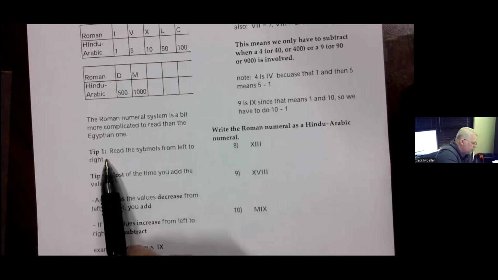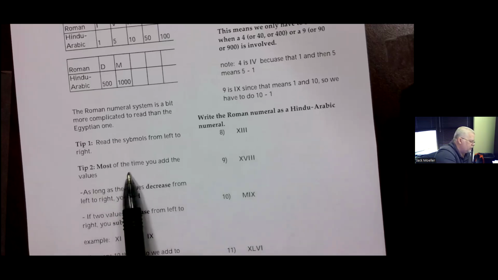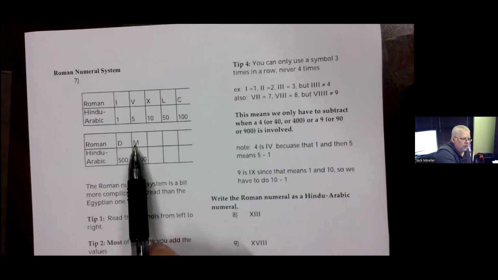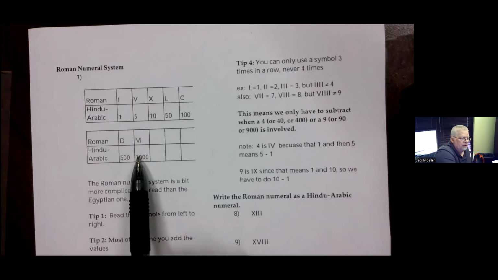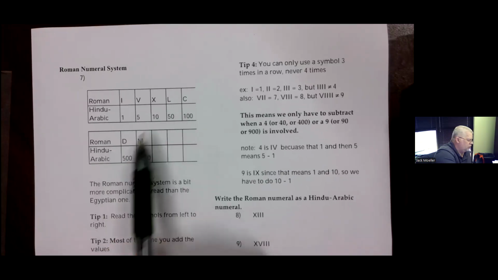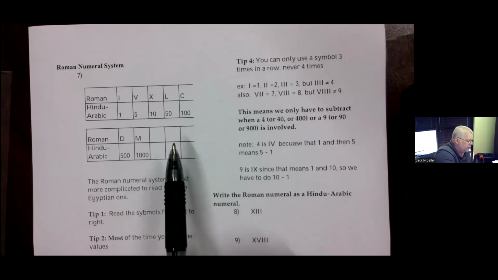Right, so first, again, we're going to read the symbols from left to right. So when you have these symbols, go left to right. Now, most of the time, we're going to be adding the values. And so again, you're going to be given the table. And if you notice, they have values for powers of 10. So 1, 10, 100, 1,000. I'm sure they have symbols for bigger ones.